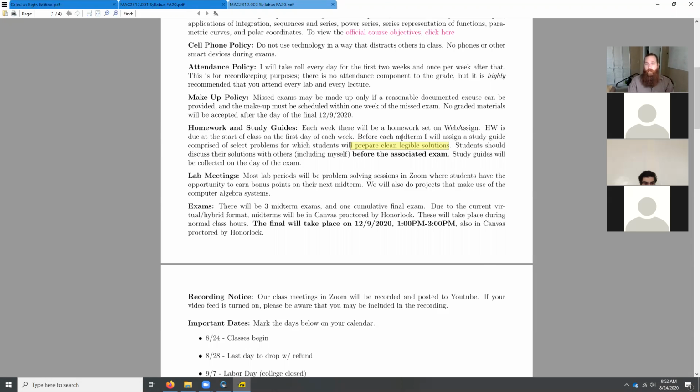I'll post really clear instructions about this when we get a little bit closer to the first exam, but it is your written work that I grade for the study guide grade, and we'll talk about those when we talk about the grades down there. The main point here is that when you're writing out those study guide solutions, you should be pretending like you're working on a test problem.